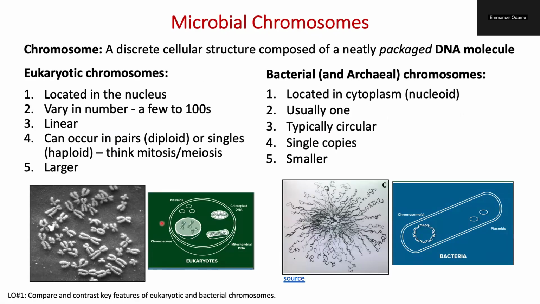For DNA replication and everything I'm talking about to happen, you need what we call a chromosome. Basically, this is a discrete cellular structure composed of neatly packaged DNA molecules, because you have to move from DNA to RNA, then to protein, throughout all of these cellular processes. So now let's compare the eukaryotic chromosome to the bacterial and archaeal chromosome.